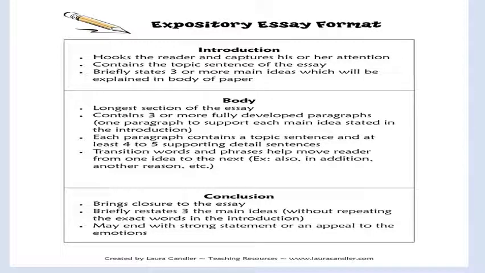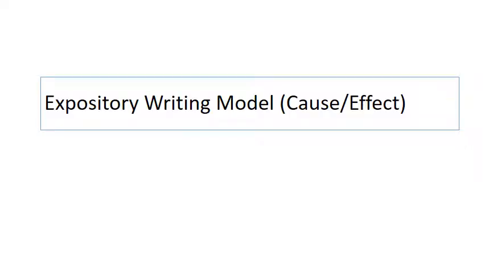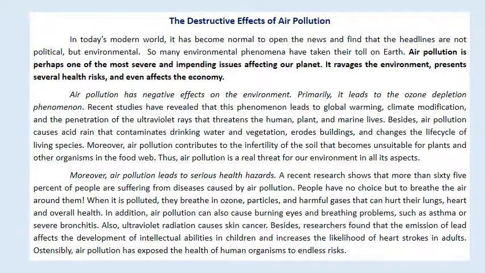Okay, now this is the format of the expository essay, just in one diagram to make things easier for you. Now, the model, expository cause-effect writing model. Here I asked about 3 causes of air pollution and their effects. So, a hook. In today's modern world, it has become normal to open the news and find that the headlines are not political but environmental. Good hook. Interesting fact.